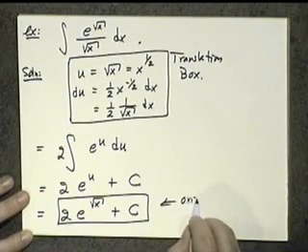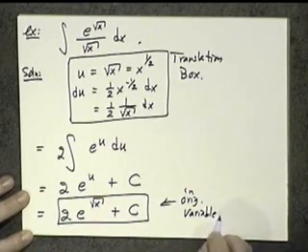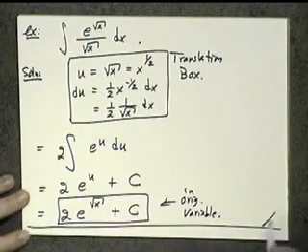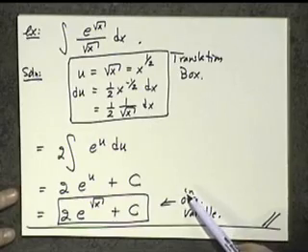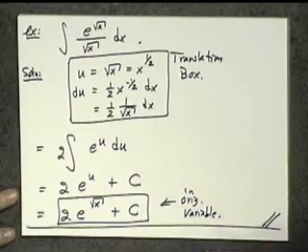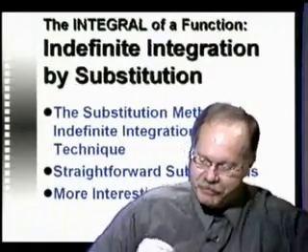Again, this is in the original variable. Must not forget that. So that turned out to be fairly straightforward, as are all the other ones we've been looking at. Now we're going to go ahead and look at some that are a bit less easy to look at. Time for some more interesting substitutions.